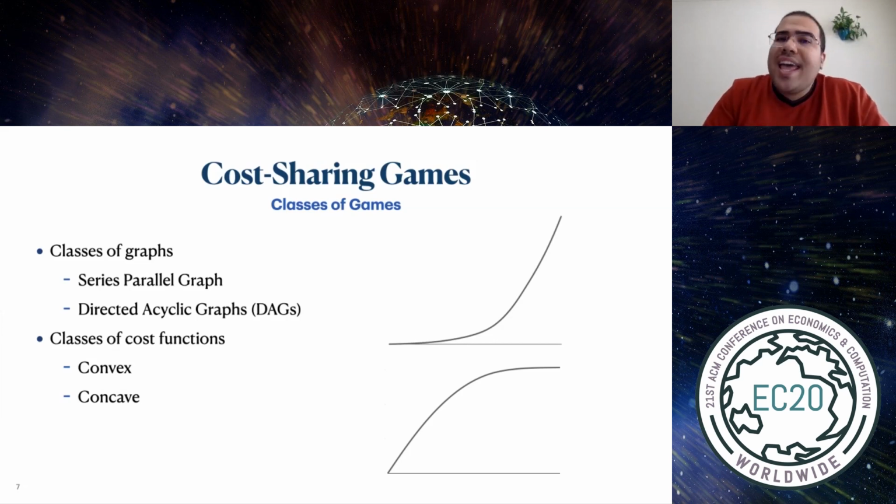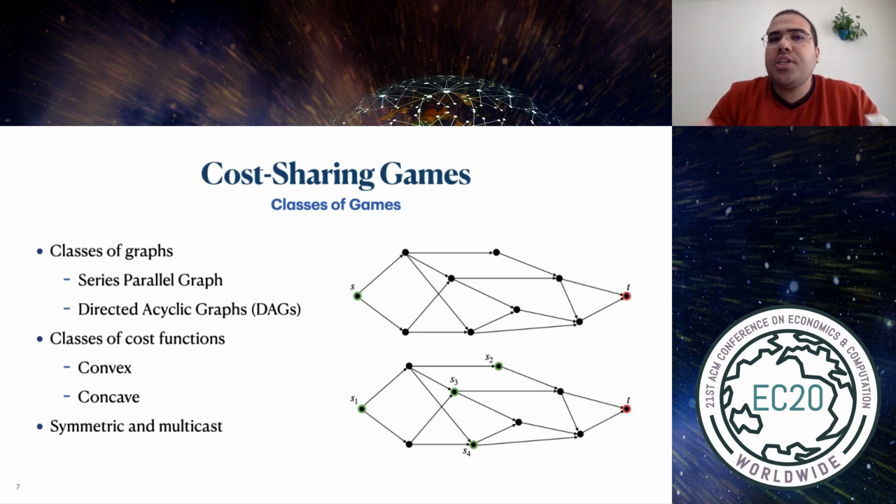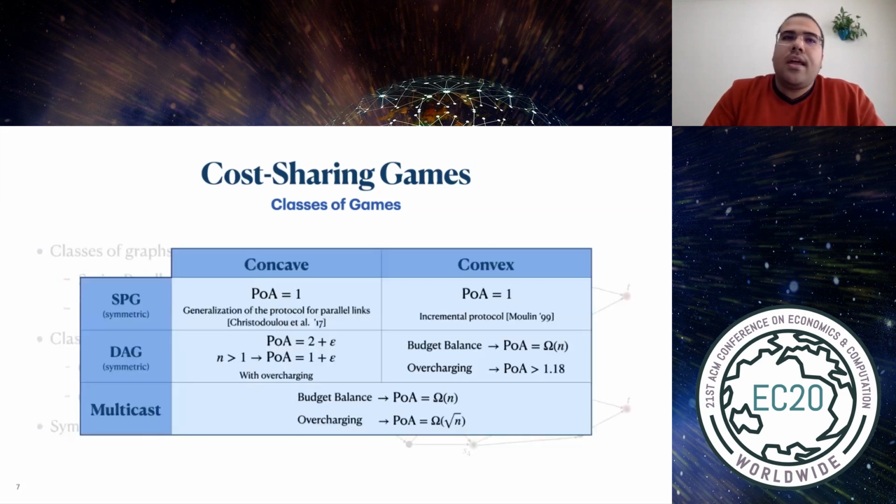In addition, we classify our games based on the strategy set of the players. We call a game symmetric if all the players have the same source and the same sink, and we call a game multicast if players have the same sink but might have different sources. This is an outline of the results that we are going to talk about. As you can see, we consider several classes of cost-sharing games, and we have some positive and negative results around them. In some cases, we generalize some of the previous works, and for some cases, we propose an entirely new protocol.